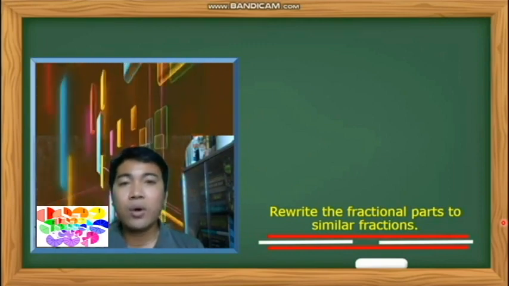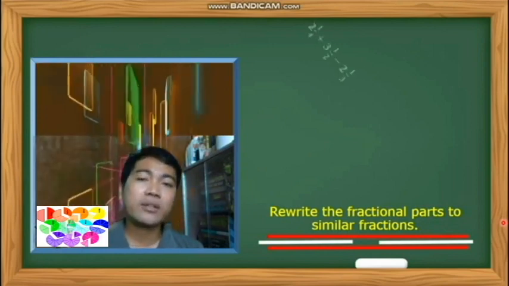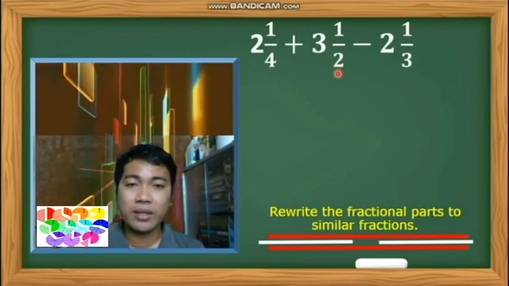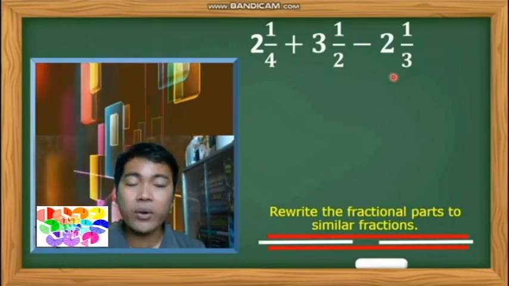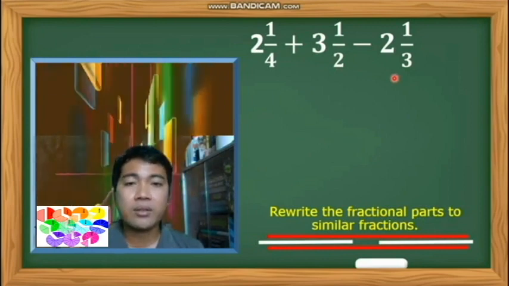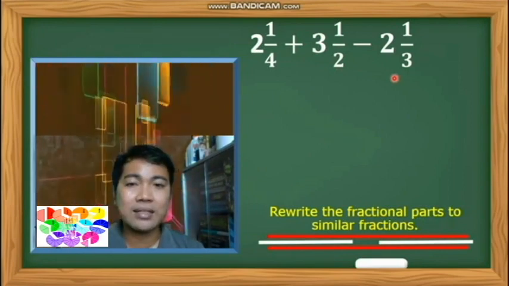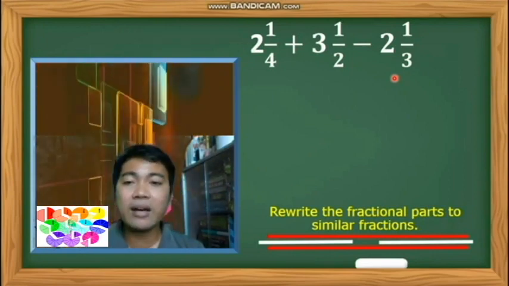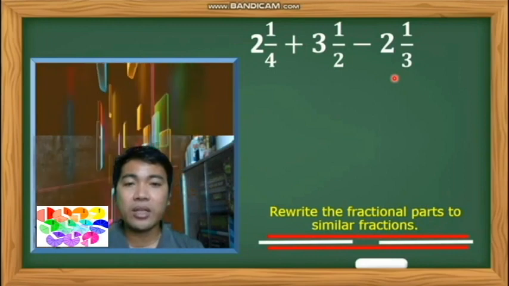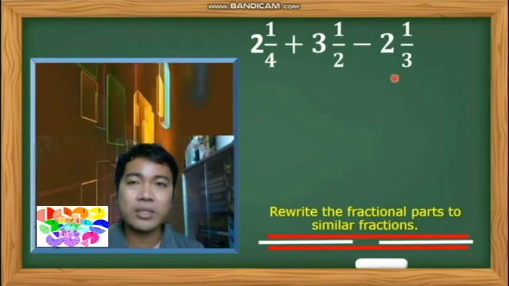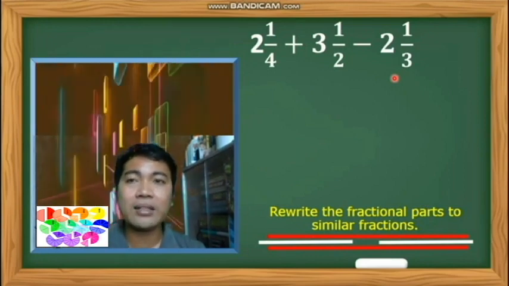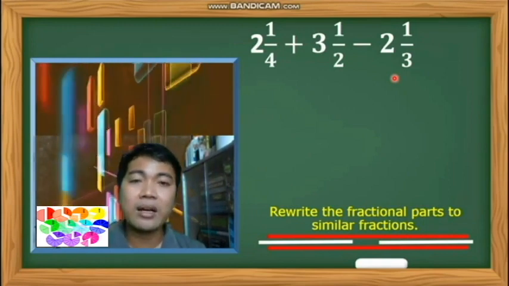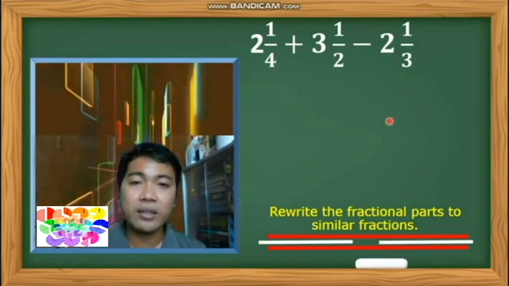Okay, so we will have 2 and 1/4, our first fraction, plus 3 and 1/2, our second fraction, minus 2 and 1/3, our third fraction. So, have you noticed, class, na ang ating denominators ay magkaiba? They have different denominators. Ibig sabihin, if they have different denominators, ang fraction natin ay dissimilar. Hindi sila pareho. They are dissimilar fractions because they have different denominators.